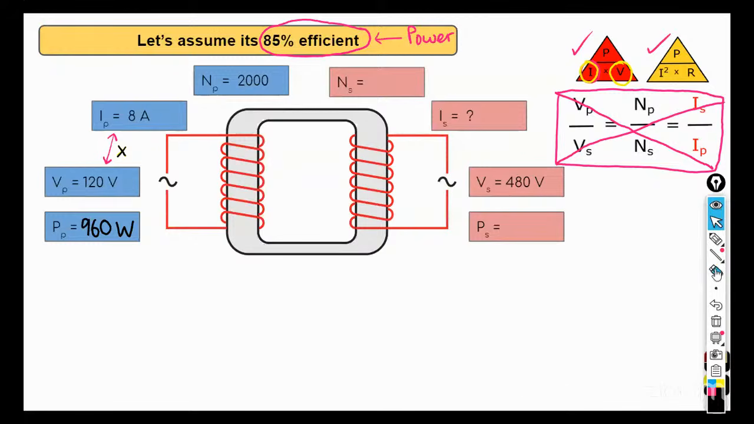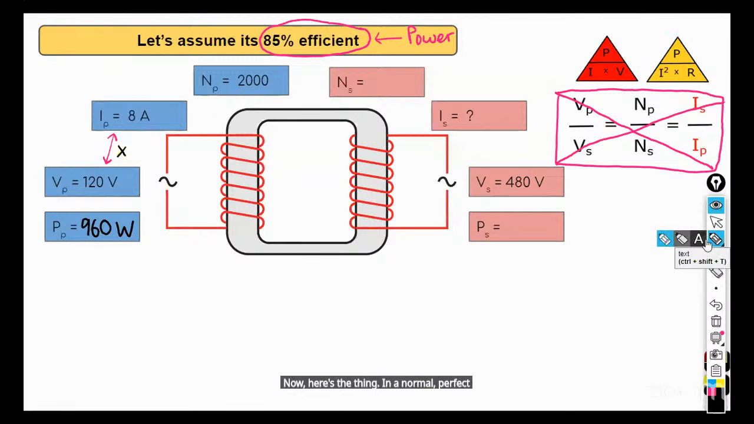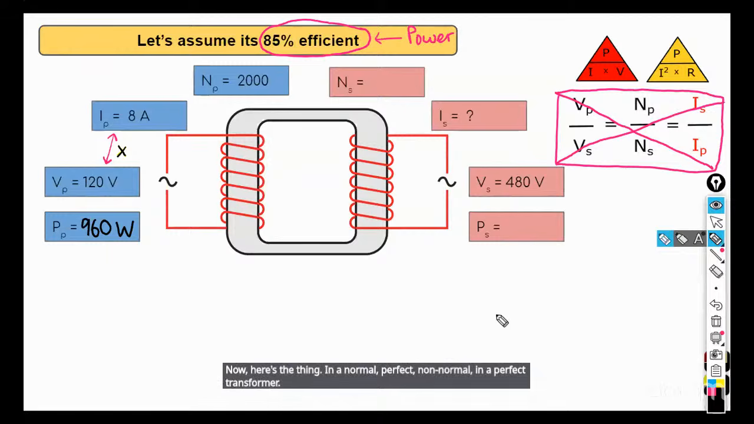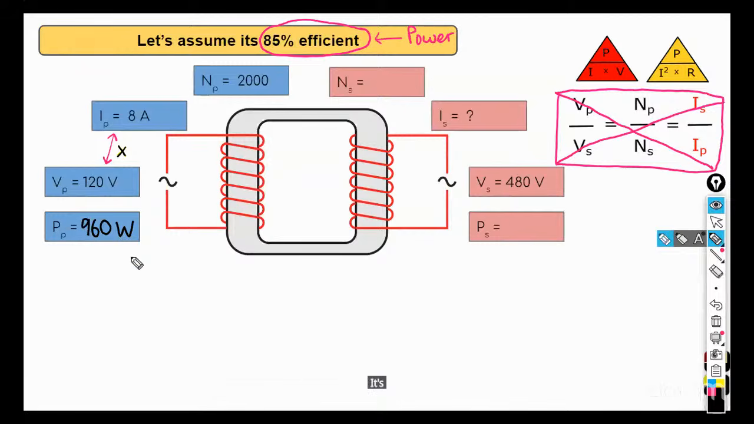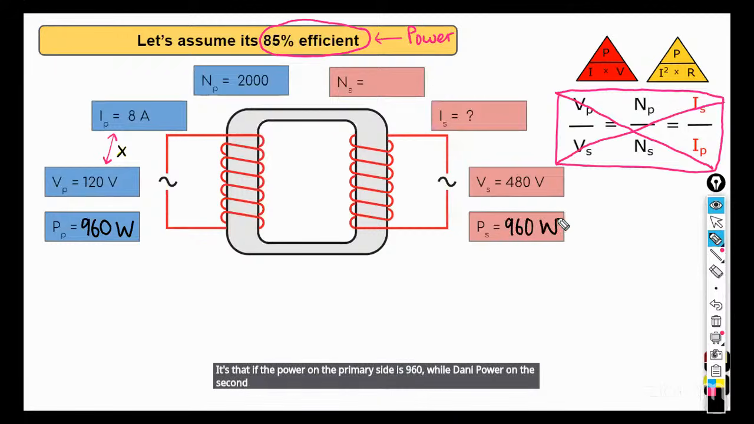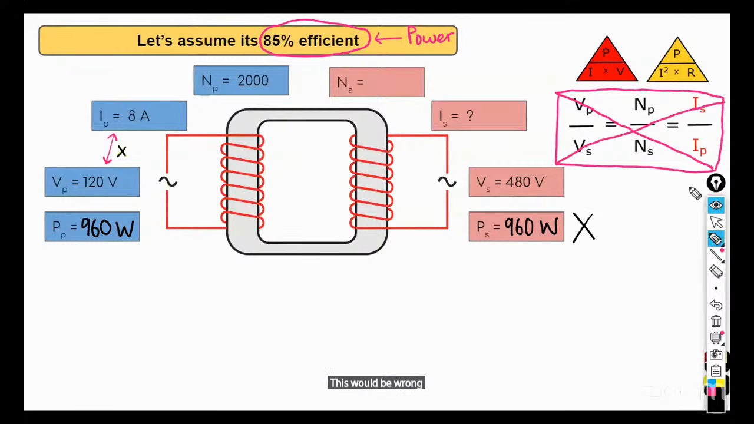Now, here's the thing. In a perfect transformer, what you would say is that if the power on the primary side is 960, well, then the power on the secondary side is also supposed to be 960. I know I'm saying the same thing over and over, but I know some of you are still processing it. This would be wrong. You know why? Because it's not a perfect transformer. Not all the power makes it across.